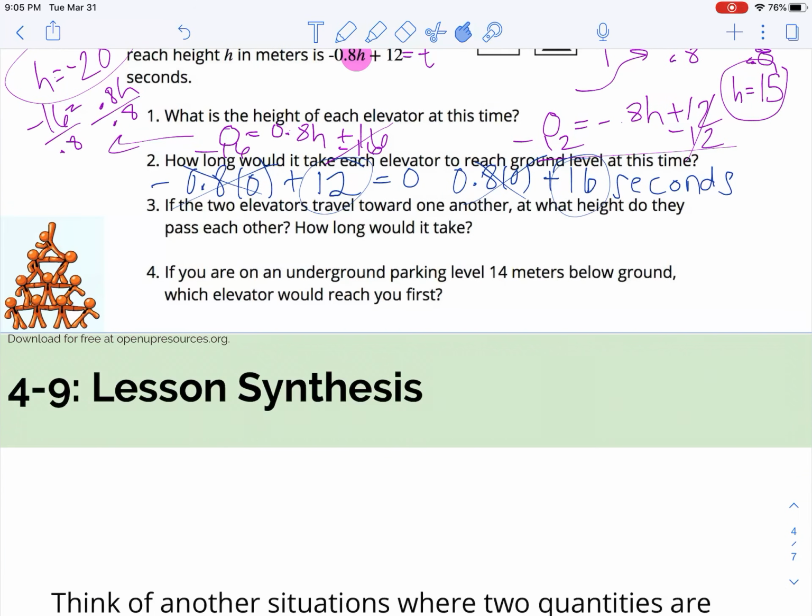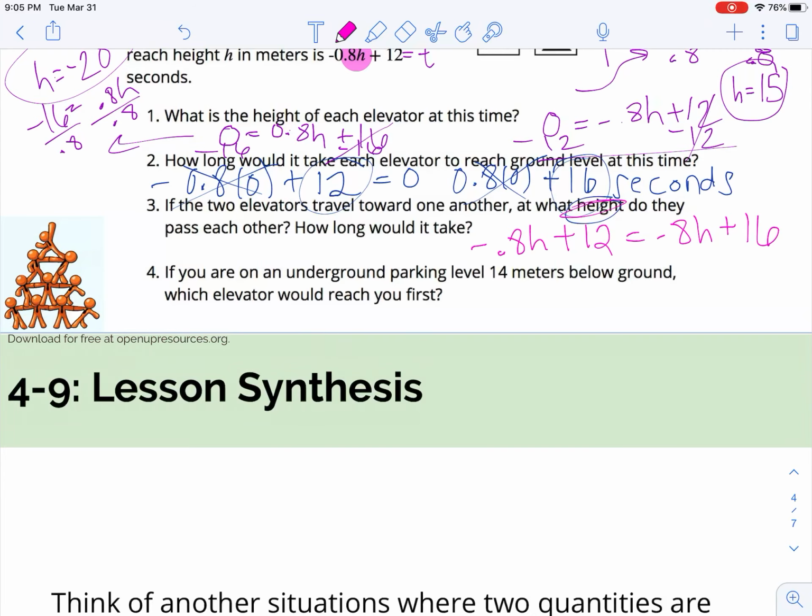For number 3, if the two elevators travel toward one another, at what height do they pass each other? So whenever you have a question where anything's traveling toward the other thing or the two things are suddenly equal, you're just going to set both equations equal to each other and then solve for the variable. So in this case, it's h, for height. So you're literally going to do negative 0.8h plus 12 equals 0.8h plus 16. And then you're going to solve for h.